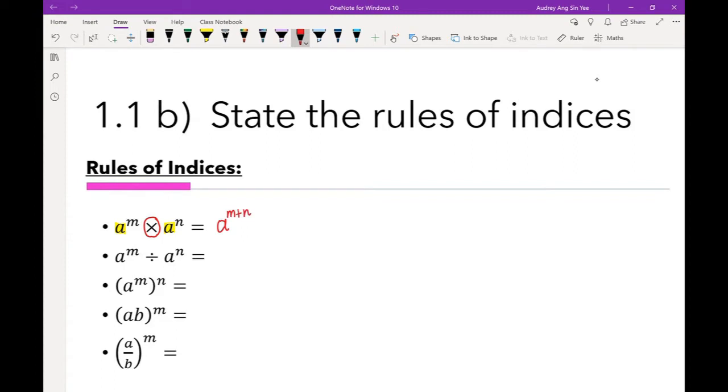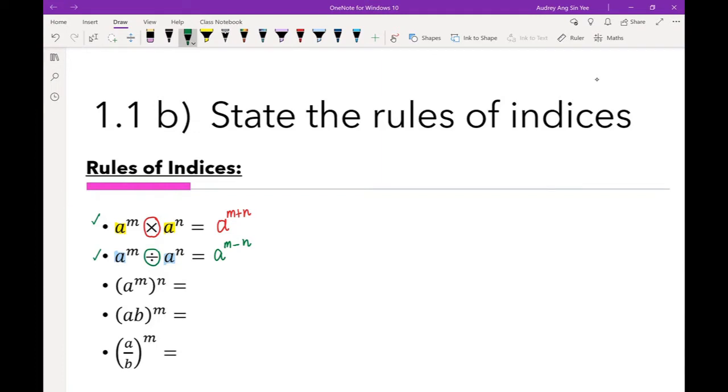Now, the second rule is also a bit similar to just now. The bases are the same, and they are connected by a division instead of a multiplication. So this time, I can combine the powers by using a subtraction. So this will produce a power m minus n. If you take a look at the first and second rule, both bases are the same. However, if they are connected by a multiplication, the power will be added. In the case of a division, the power will be subtracted.